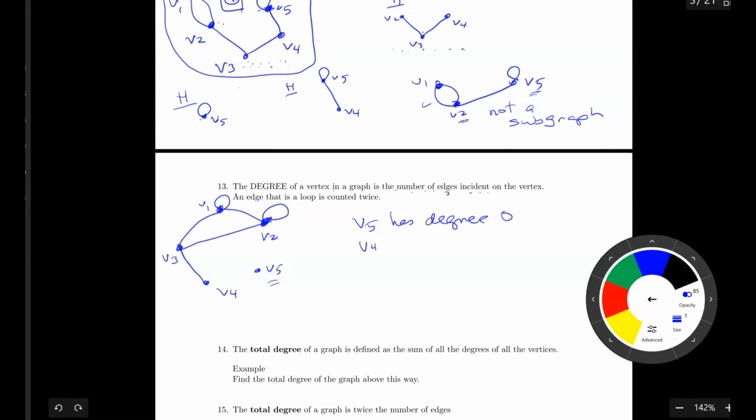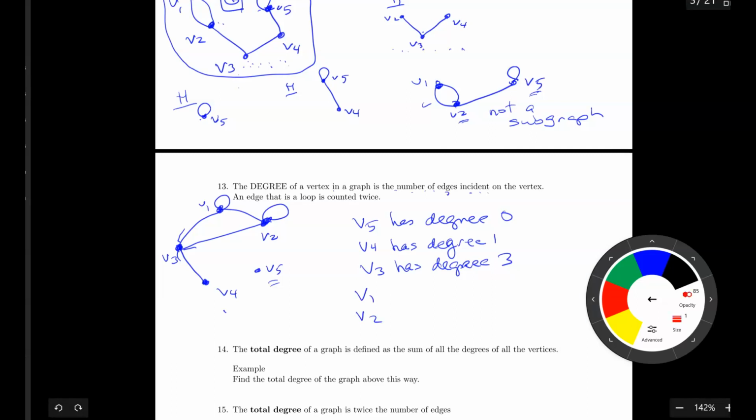All right, let's look at vertex 4. This has degree 1, because there's one edge incident that comes into that vertex, right? Okay, so let's look at vertex 3. So vertex 3 has this edge coming in, this edge coming in, and this edge coming in. So this vertex has degree 3. All right, so now let's look at our V1 and our V2.